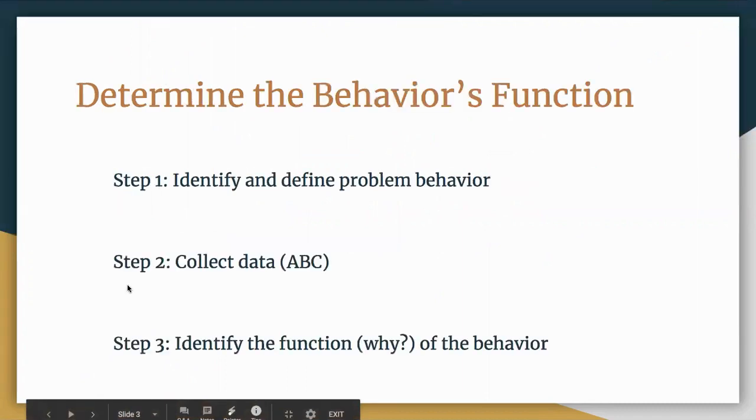So first, what we want to do in determining the behavior's function is to identify and define the problem behavior. You want to make sure you're using very objective language to operationally define that behavior. So instead of saying something like he had a fit, say exactly what happened. He crumpled up his paper and threw it on the ground.